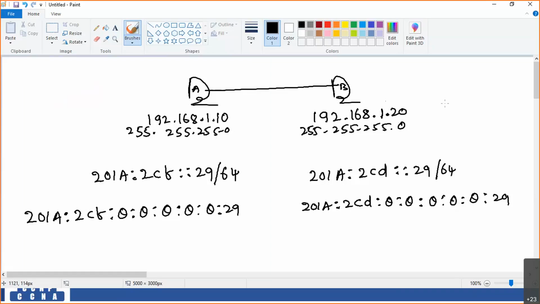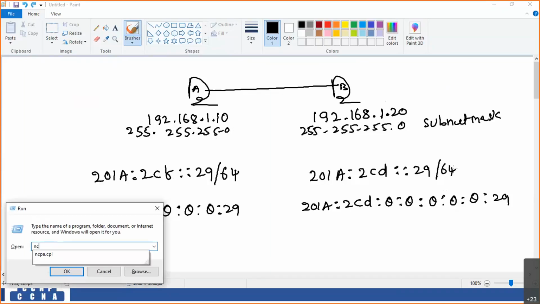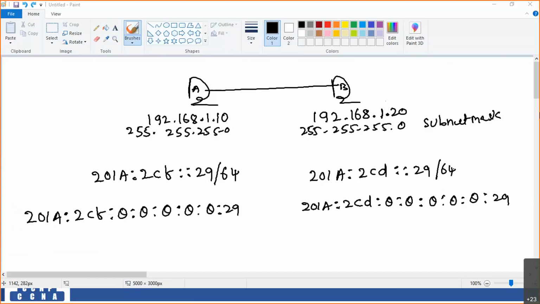So in IPv4, we call it a subnet mask. In IPv6, we call it the subnet prefix length. What is the length of the prefix? It is 64 bits, which means we can represent it as /64. I'll show you how you can assign an IPv6 address to your devices.